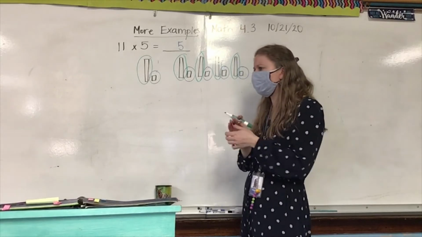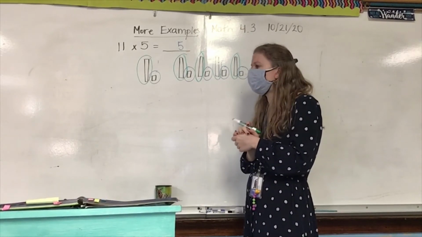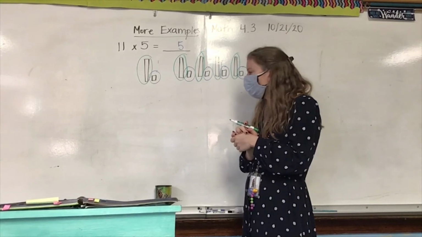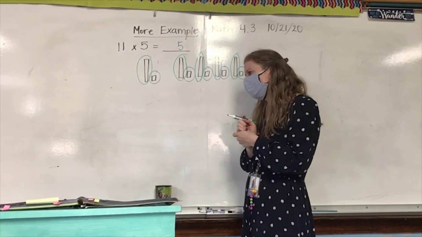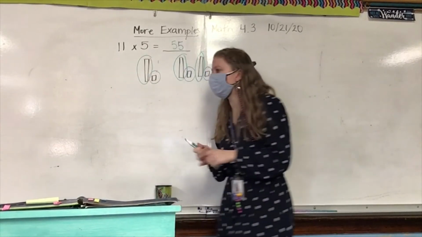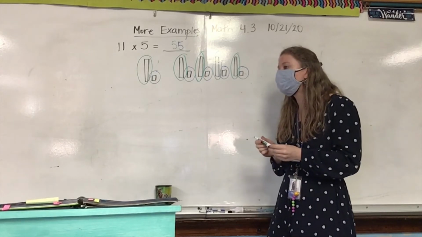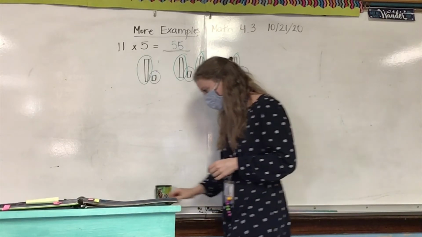Okay, now that I've circled them, what do I do? You count how many you have. How many did I have? 5. Where does that 5 go in our answer? In the tens. I had 5 tens, so it goes in the tens place. That means 11 times 5 is 55. Very good.